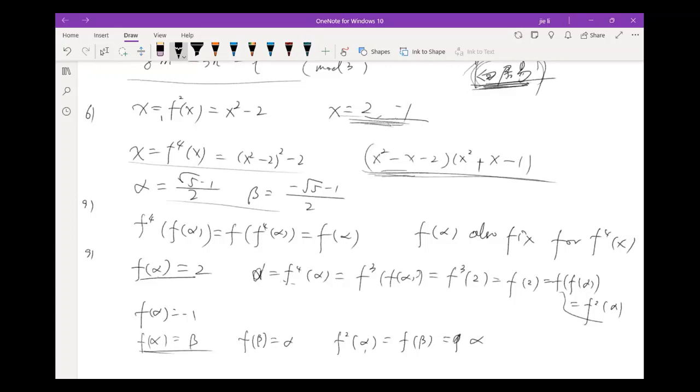So this contradicts. Now you see it always gives you a contradiction. So that means this kind of function does not exist. And then this problem is done. All right, so sorry to keep you waiting.